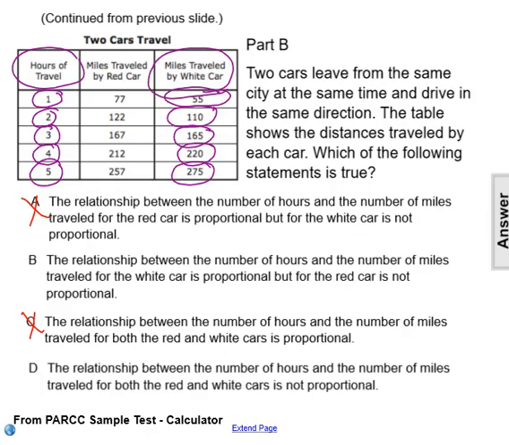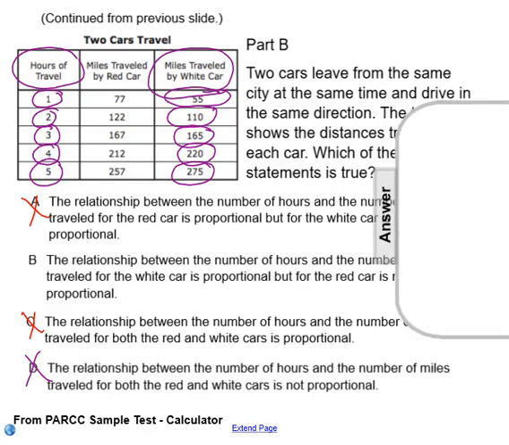So again, they're not both proportional, but the white car data is proportional. So that eliminates choice D because that says that both the red and the white cars are not proportional. So we want the statement where the relationship between the number of hours and the number of miles traveled for the white car is proportional, but for the red car is not proportional, which is exactly the statement for choice B.